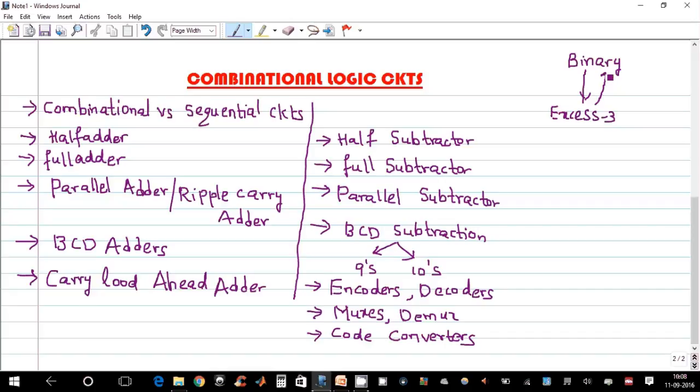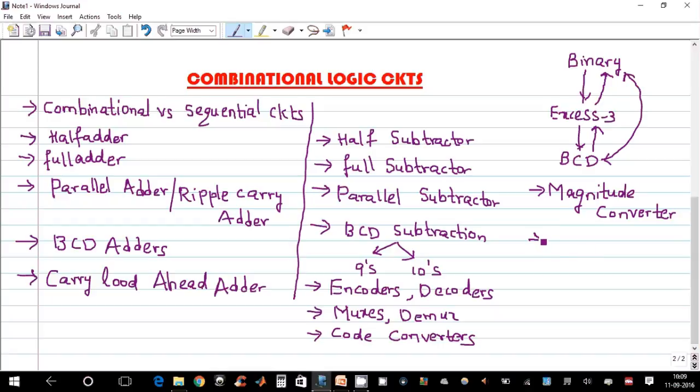We can also convert the XS3 code to binary code, and if we are asked to convert to BCD, then we can do it from XS3 to BCD, and similarly from BCD to XS3, from BCD to binary, and from binary to BCD. And there is also one topic called the magnitude comparator. It just compares the magnitude of two numbers, and it provides an output whether they are greater than, lesser than, or equal to. So this we will be discussing.